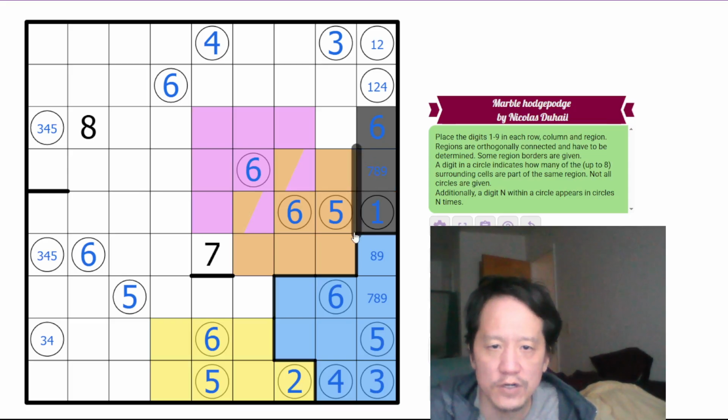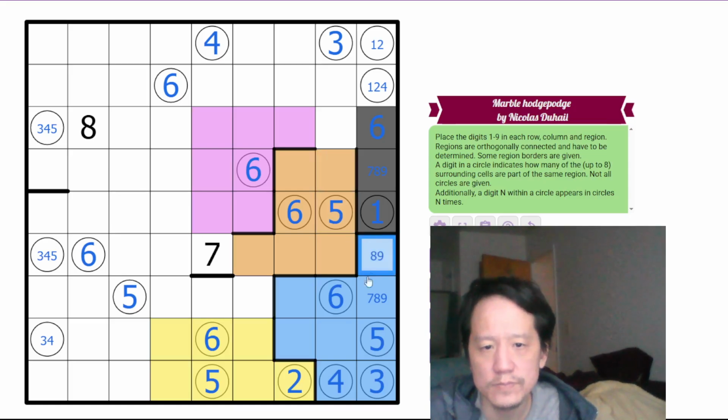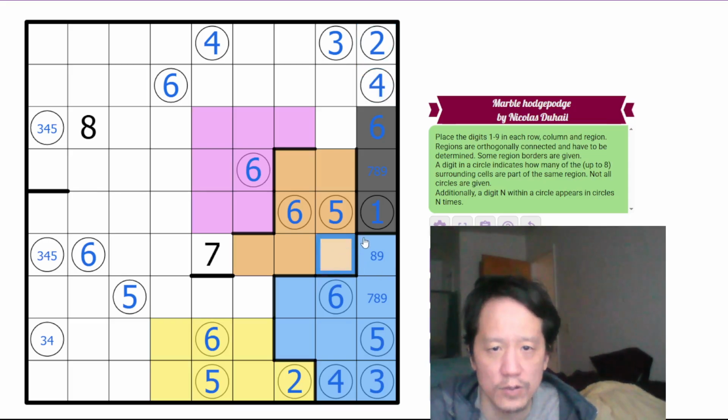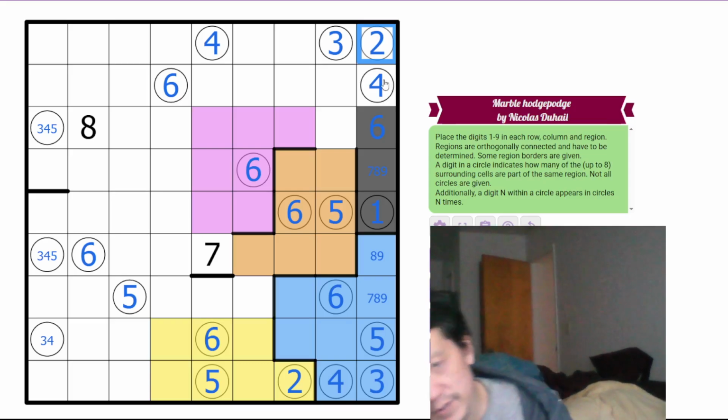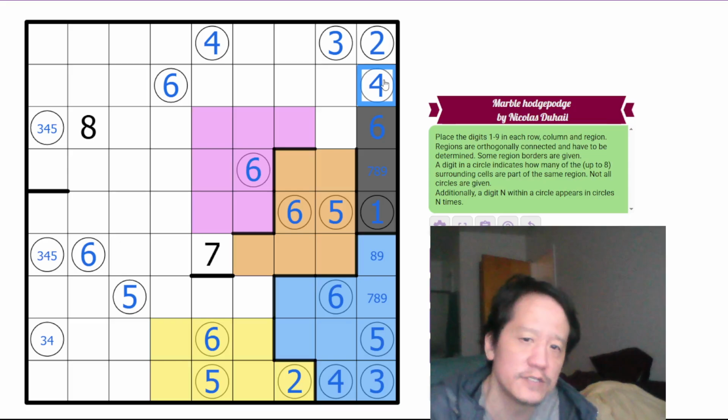So this is dark. This sees 5 cells, which have to be the same region, so this can't be pink, this is orange. This can't be orange, this is the remaining pink. Therefore, this is a boundary. This is a boundary. This can't be 1, this is 2, this is 4. This sees 2 digits that have to be the same region. This sees 4.